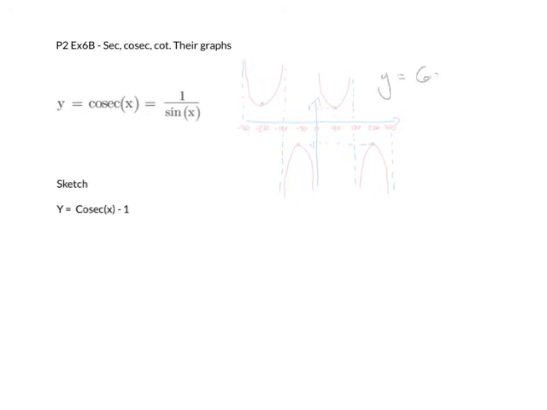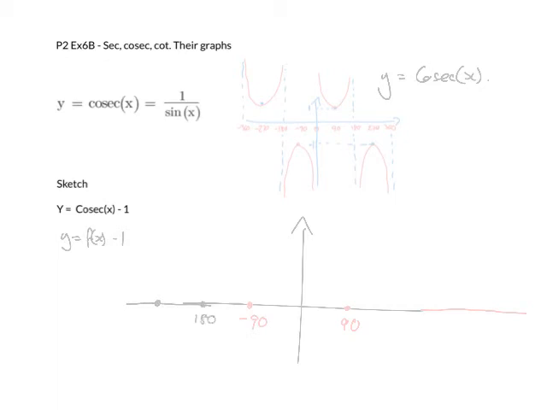Now, if we wanted to then sketch this function, we would just be subtracting 1 from each of the y coordinates, shifting the entire curve down by 1. So we'll mark on all relevant points and shift everything down by 1 unit.